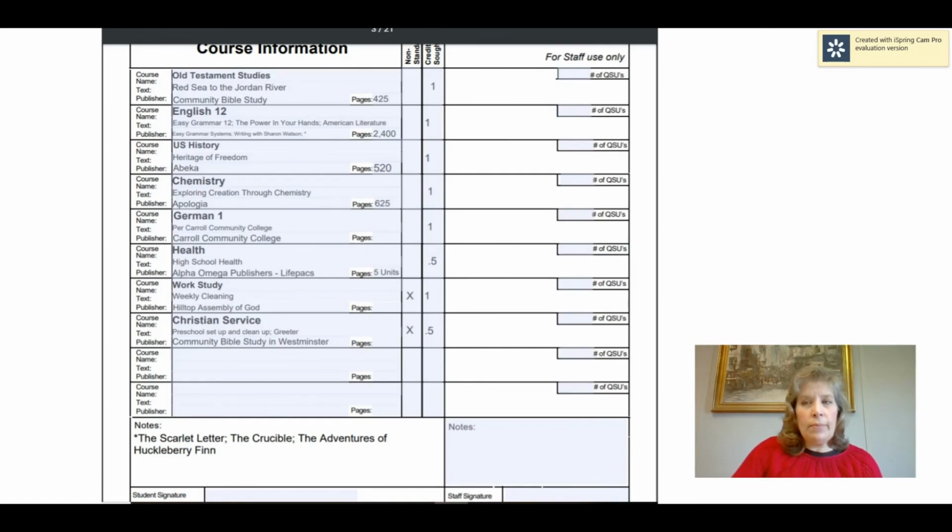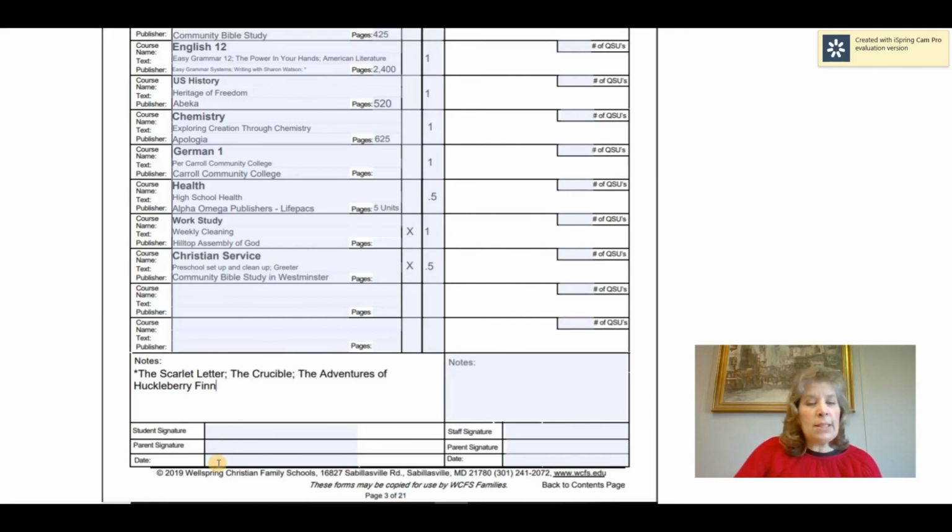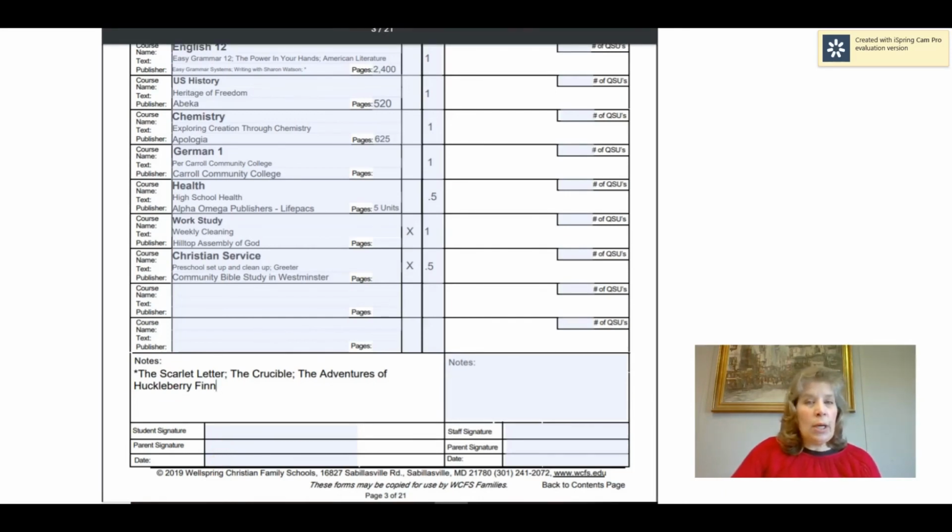The very last thing that needs to be done on the form is both the student and the parent need to sign this form and date it before submitting it to the Wellspring office.